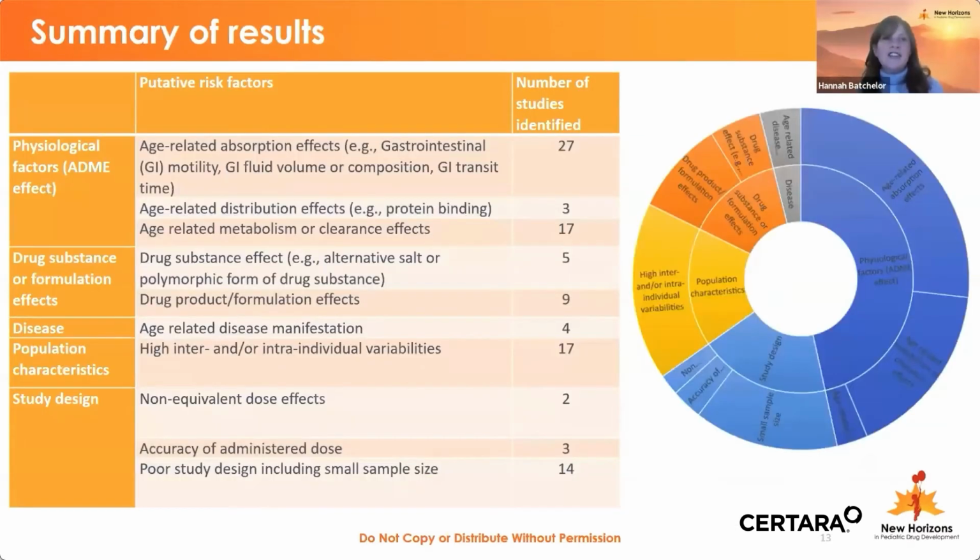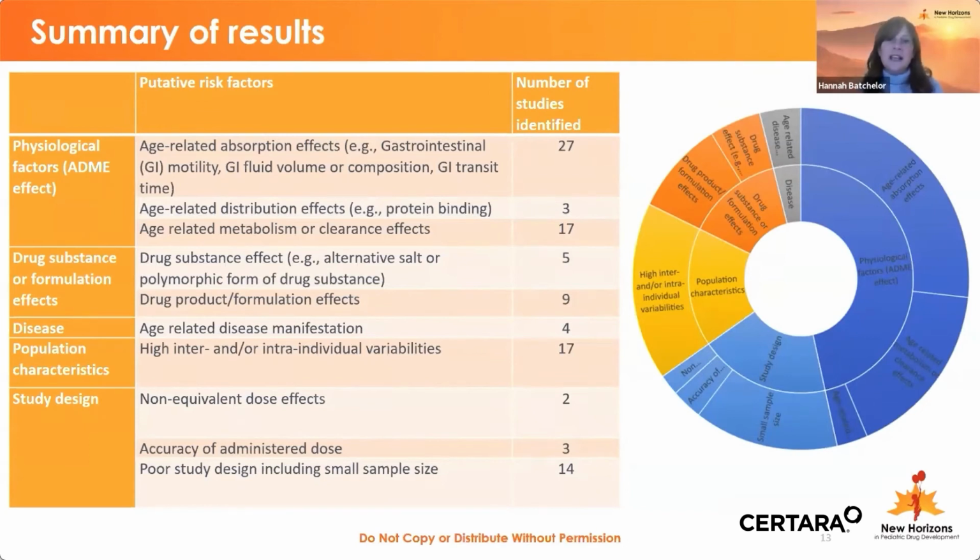This slide here is showing a summary of those results, and we themed all of the reasons rather than just giving you a list of however many there were. We themed them to things like the physiological factors, drug substance or formulation, the disease, population or study design. You'll note that the numbers of the studies identified adds up to more than the 40 that we explored. And the reason for that is often there was more than one reason given for the bioinequivalence, so they could be counted more than once in this table.